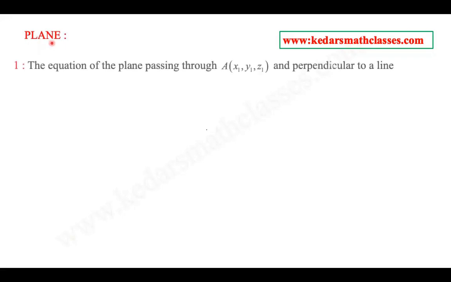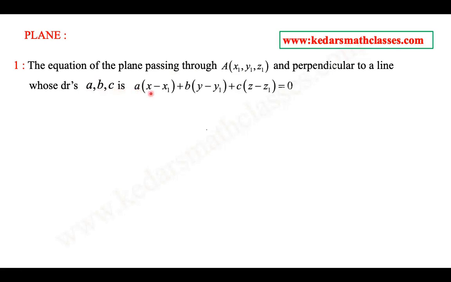So let us learn about the plane in 3D geometry. The equation of the plane passing through x1, y1, z1 and perpendicular to a line whose DRs are a, b, c. The characterization of the plane is that it passes through some fixed point, whose coordinates are given as x1, y1, z1, and perpendicular to a line means the normal to that plane is given. So the normal to that plane is a straight line whose direction ratios are a, b, c.